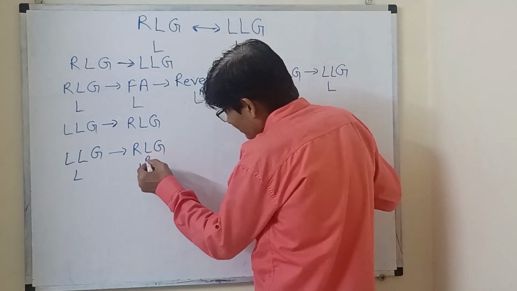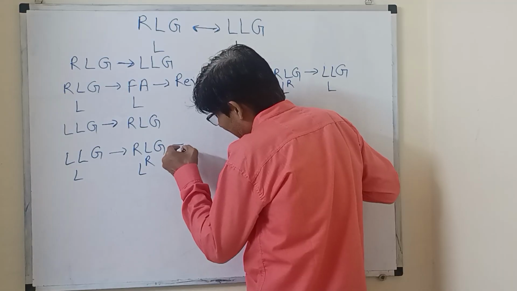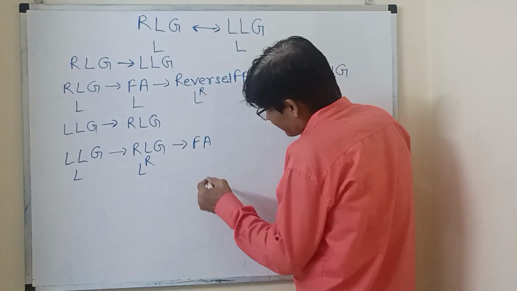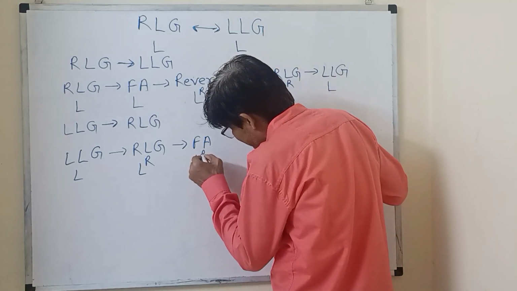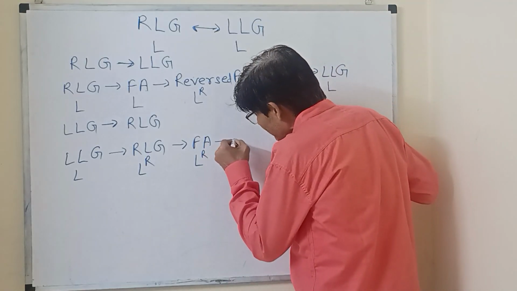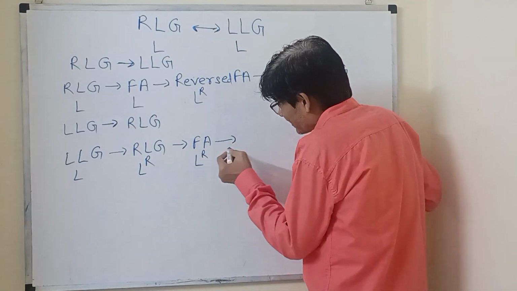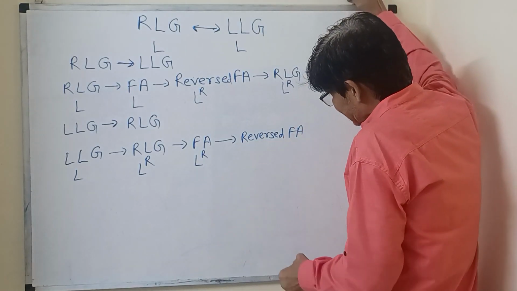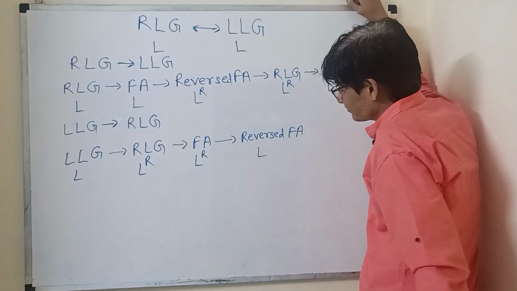Then you will convert this RLG to FA, which will accept the language reversal of L. Then you will convert this FA into a reversed FA. So this reversed FA will accept language L.